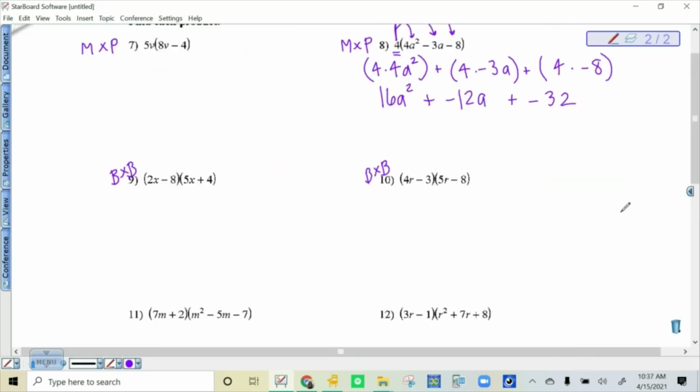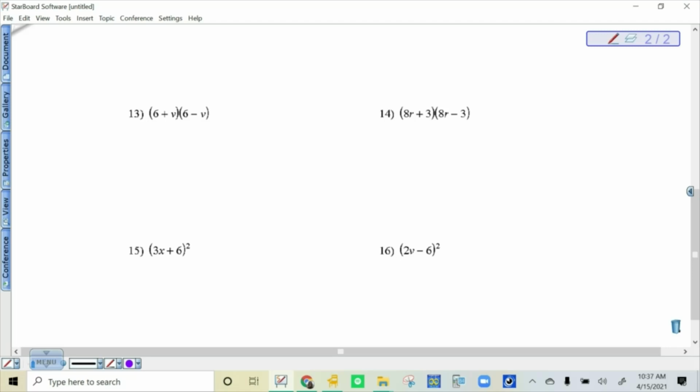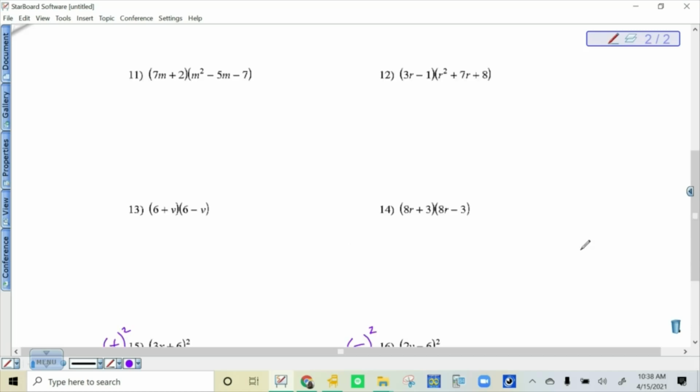So which one is the square of a sum? Yeah, 15. So square of a sum. Which one's the square of a difference? Yeah, 16. Okay, and which ones are product of a sum and difference? 14, yeah, and? Yeah, 13 and 14. Okay.